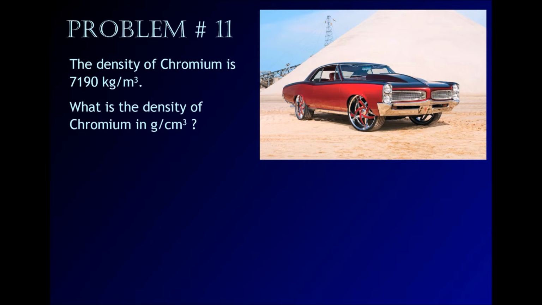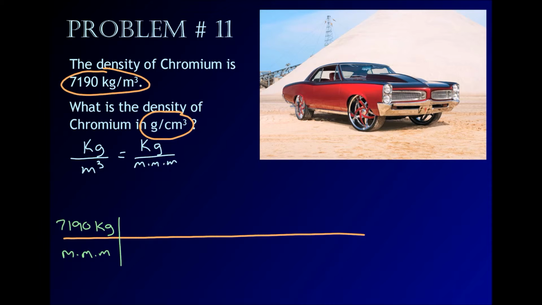Problem number 11 is a challenging problem about the density of a metal called chromium. And it gives us the density in kilograms per cubic meters, or meters cubed. And it wants us to find the density of that same metal in grams per centimeters cubed. So it's going to be a long conversion table. The first thing we need to recognize is that kilograms per meters cubed is the same thing as kilograms per meters times meters times meters. And I'm actually going to write it out like that because I think it helps with the visualization of what's actually happening in the problem. Whenever we cancel out units, it'll help make that more clear.